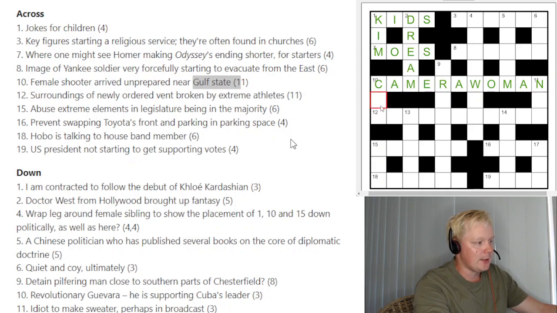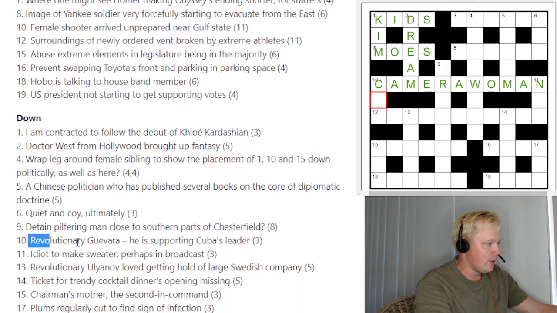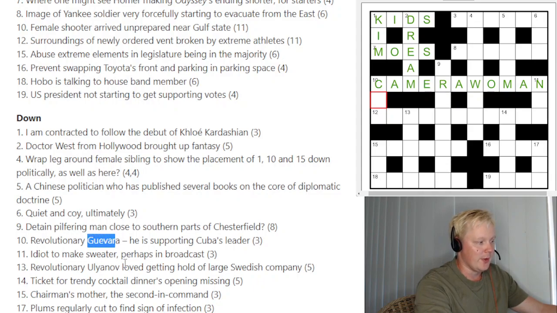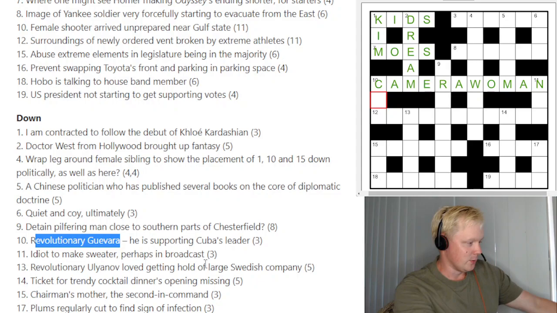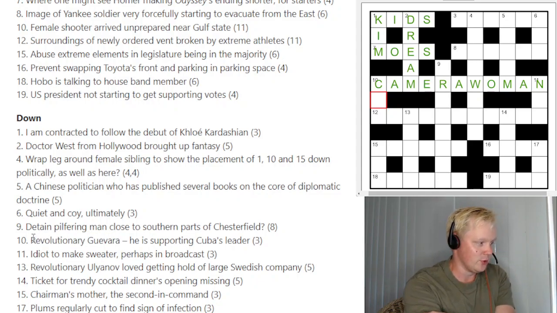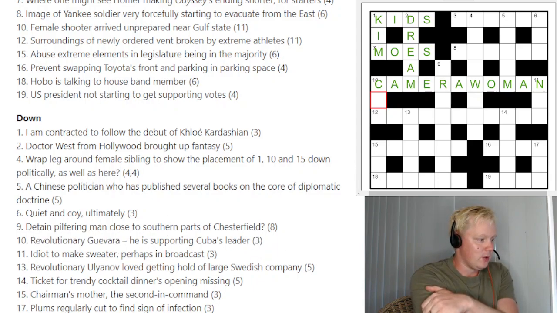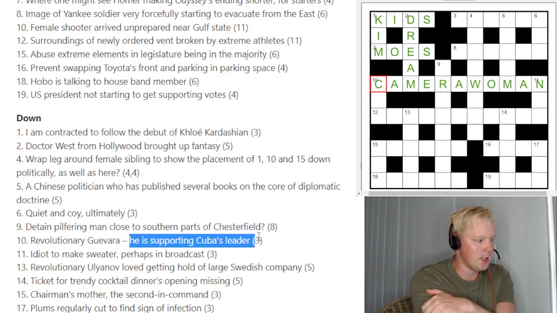Let's look at these short ones then. 10 down. Revolutionary Guevara. He's supporting Cuba's leader. Well, Guevara is a word that can only refer to one thing, right? It's going to be Che Guevara, and he was a revolutionary. So, and this is a three-letter answer. So could this be Che? We have a C at the end. So that would mean this all is wordplay.